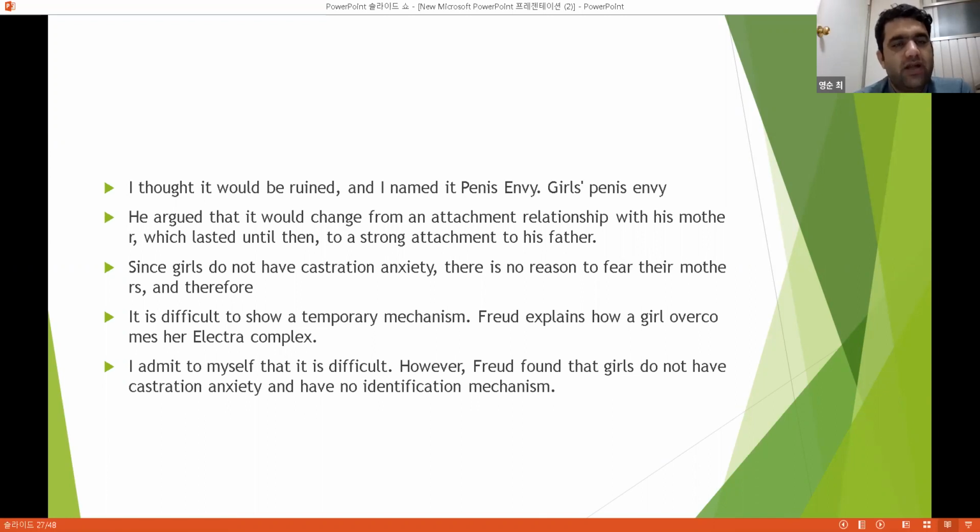And since girls do not have castration anxiety, there is no reason to fear their mothers and fathers. And therefore, it is difficult to show the mechanism by which Freud explained how a girl overcomes her Electra complex. Freud admitted that it was difficult. However, Freud found that girls do not have castration anxiety and have no identification mechanism.